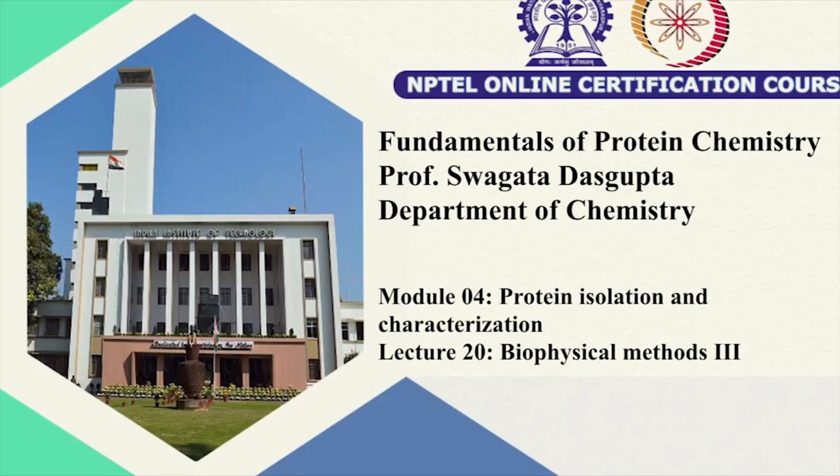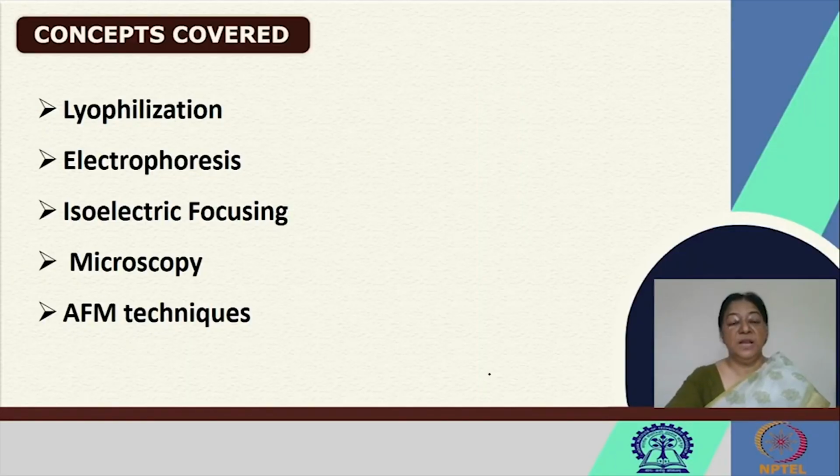Our final discussion on Module 4 deals with protein isolation and characterization. We will be looking at some other biophysical methods that are commonly used for structure analysis, mostly for molecular weight determination and other methods by which we can characterize the protein.